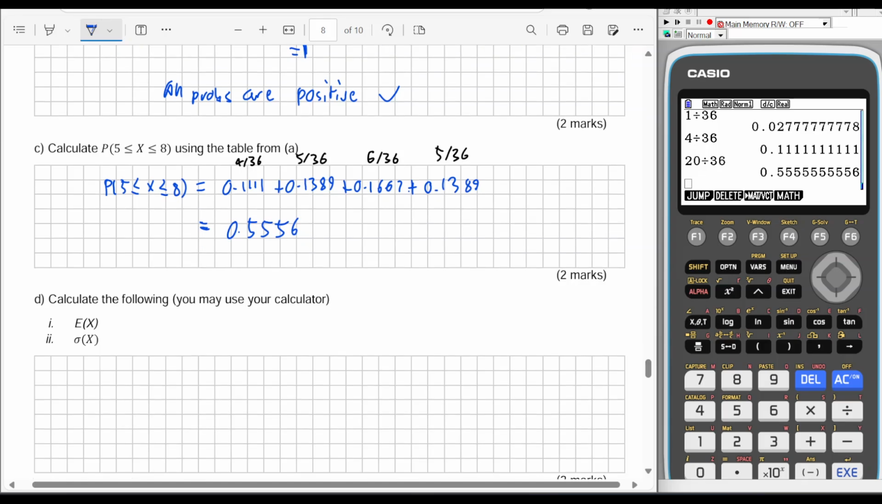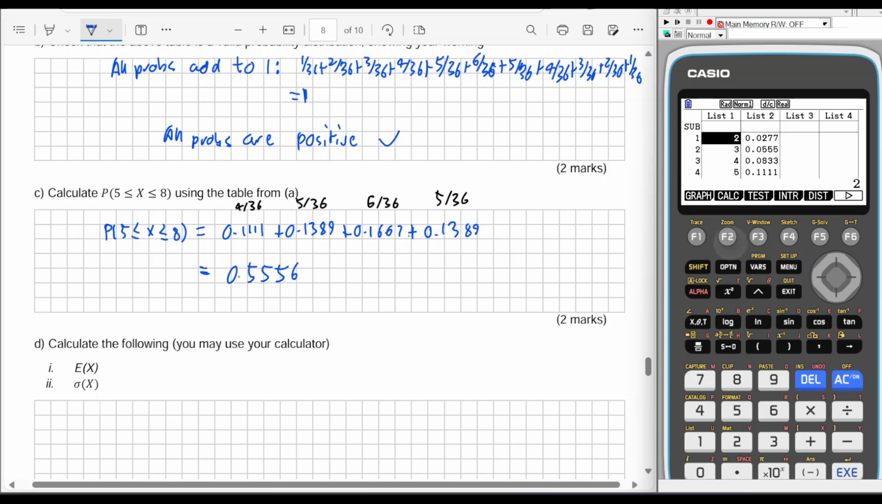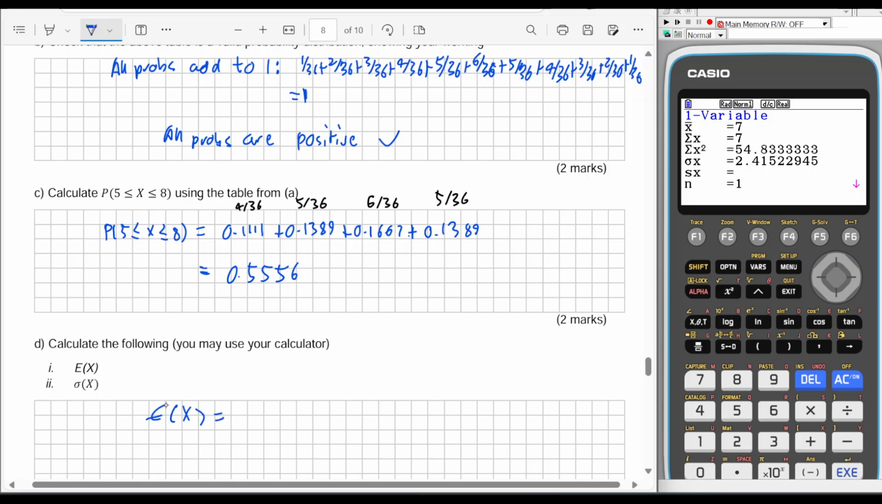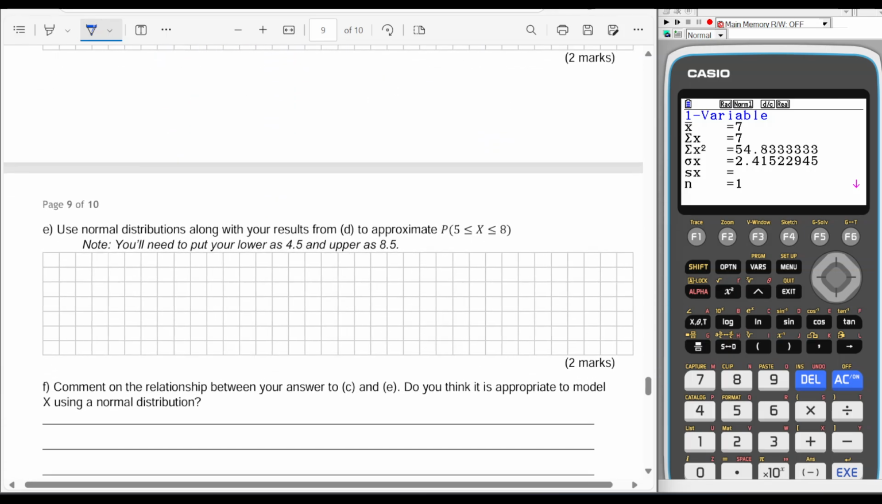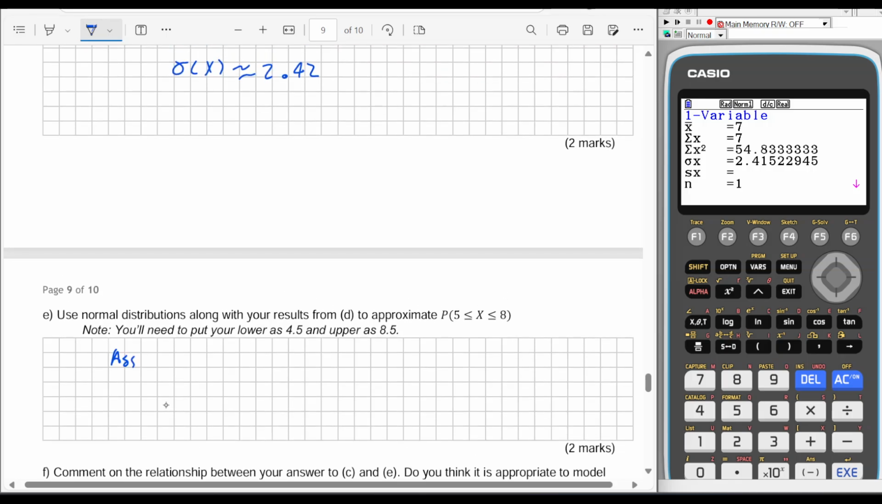0.5556 when we round it up. Calculate. Now this is why I put it in my list before, because now that I've got it in here, I can just go calc 1 bar, and x bar is 7. And the standard deviation is 2.42. Okay, now we got some funky questions here about normal distributions. So assume x is distributed normally with the mean and standard deviation we just figured out just before.